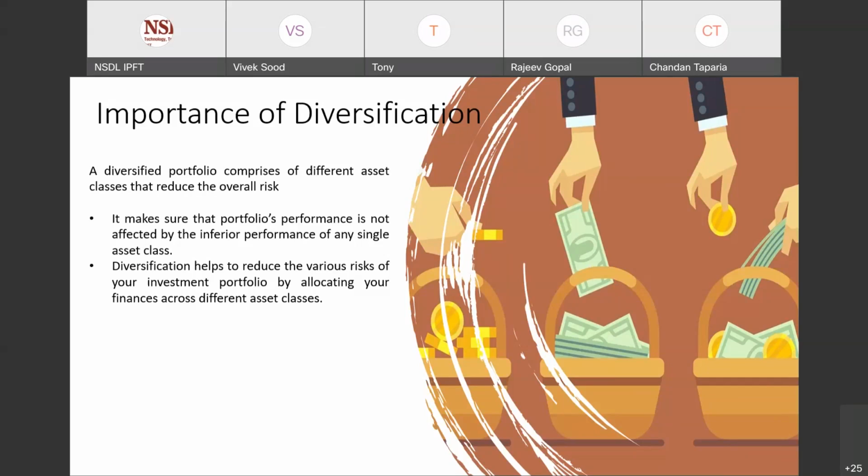You can put in the FD, you can put in the liquid, you can buy some gold. Because at the time of crisis, your equity may not perform, but your gold will perform. So that gives somehow a hedge when you diversify from one asset class to the other asset class. You get the hedging activity by default as well.